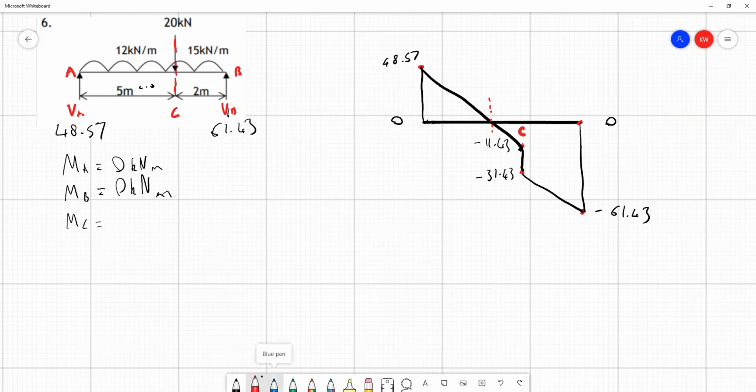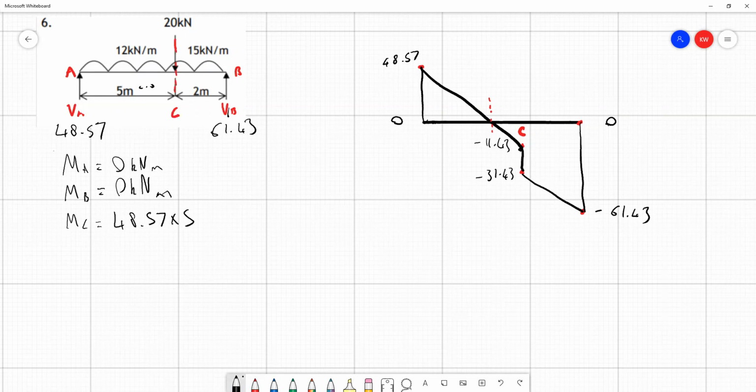So forces acting up to the left of C have a clockwise effect, and so are considered positive here. Forces acting down have a counterclockwise effect, and so are considered negative. So what's to the very left of C? We've got a force acting up, the force at A, 48.57, and that's a distance of 5 meters away.